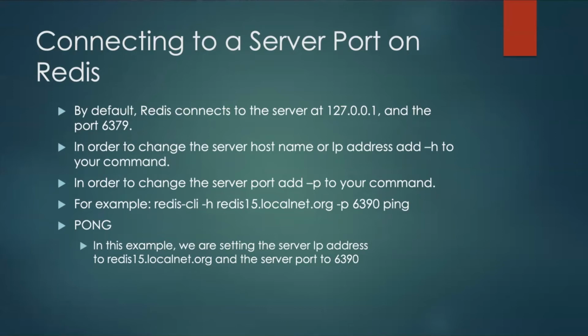So we have redis-cli -h redis15.localnet.org -p 6390 ping. The ping here is to test the connection to make sure it's connected, and it should return a pong. So in this example, we're setting the server IP address to redis15.localnet.org, and then we're setting the port number to 6390. And that is an example of how you can connect to a server port on Redis.